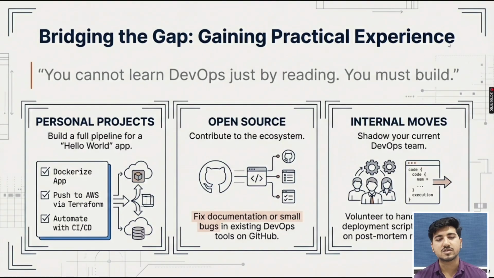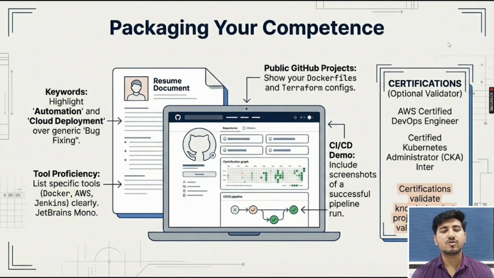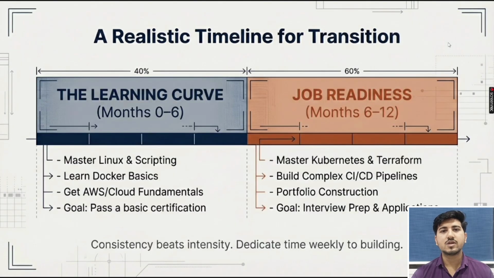So using all these processes, building personal projects, contributing to open source, then moving into internal meetings, you can switch to a DevOps role. Once you have understood Linux, your Docker basics are done, Kubernetes is done, CI/CD pipelines are made, and your portfolio is done, no one can stop you from getting a job in the DevOps field from development, since you have made so many efforts. Consistency and effort matter a lot. The more projects you make, the more experience you gain, and it will be very easy for you to transition to DevOps.